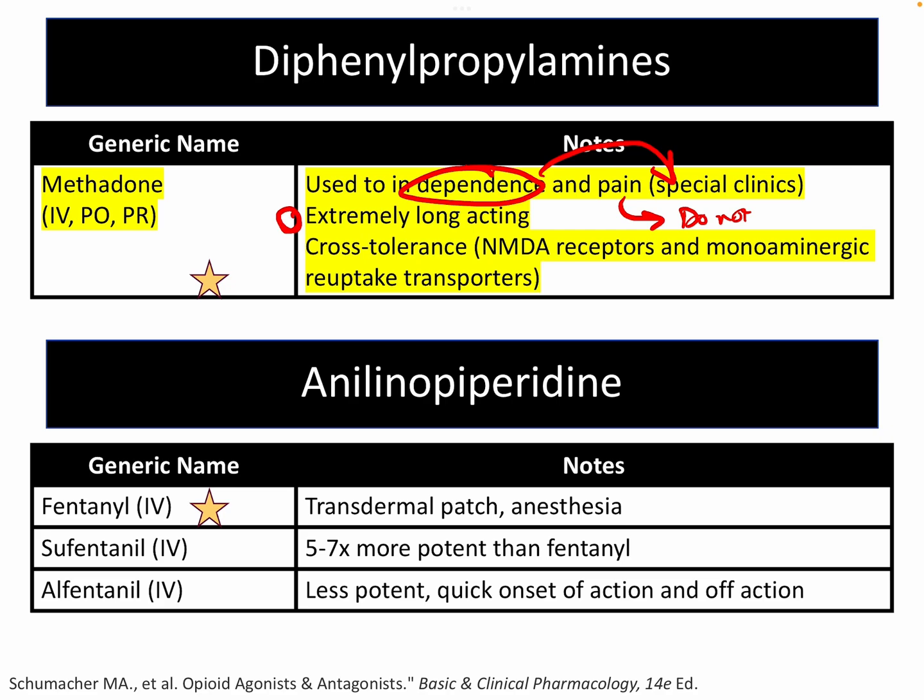It does have some NMDA and monoaminergic reuptake inhibitor action, so it does work on a couple other receptors. That's just something to keep in mind. Sometimes we might use it for neuropathic pain for that reason.